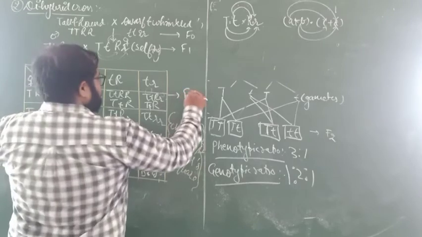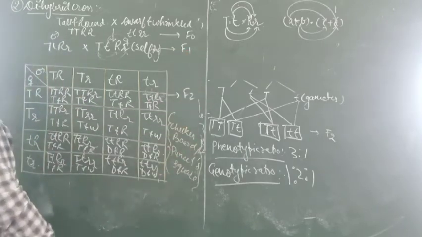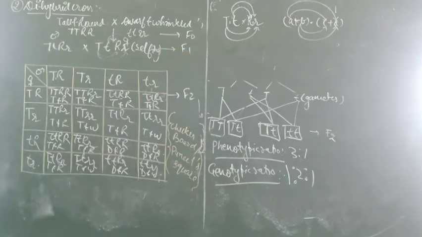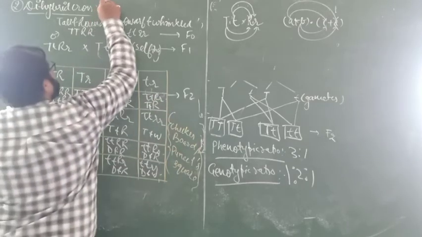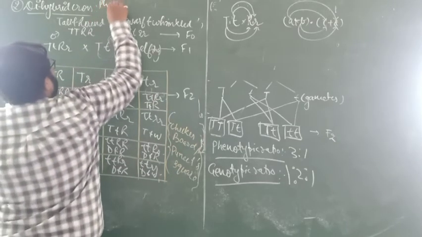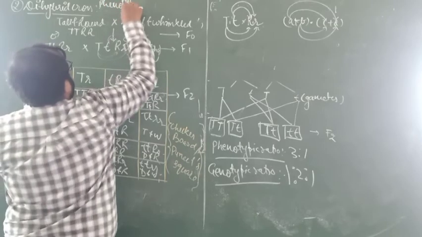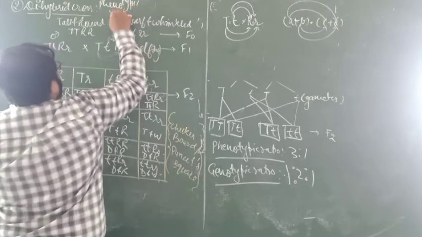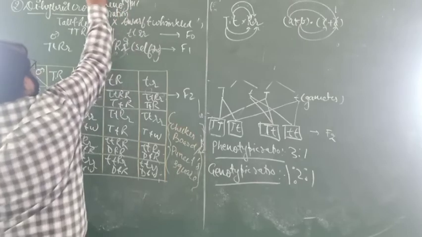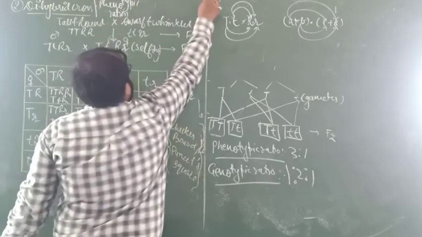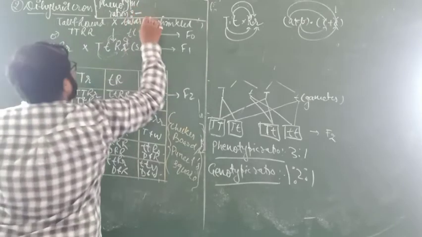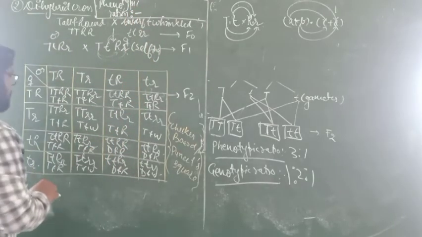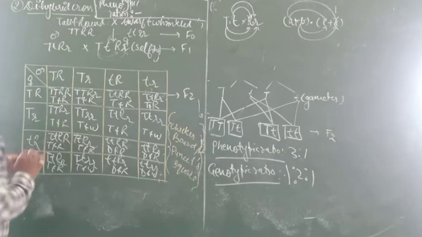This one is the F2 generation, because the F1 generation we already know. Now we will find out the phenotypic ratio. So here we will write the phenotypic ratio. Just watch the process.